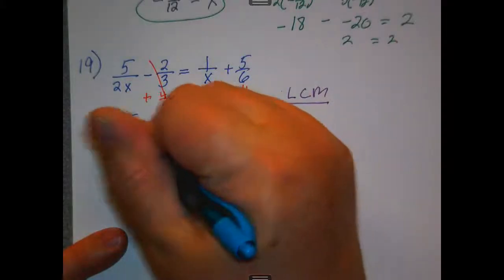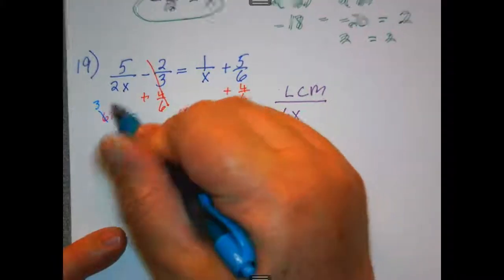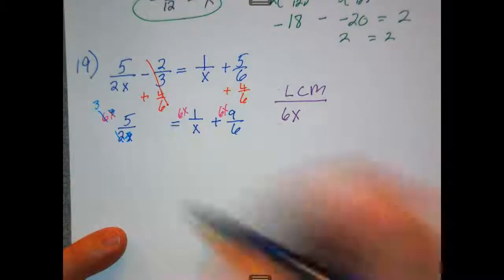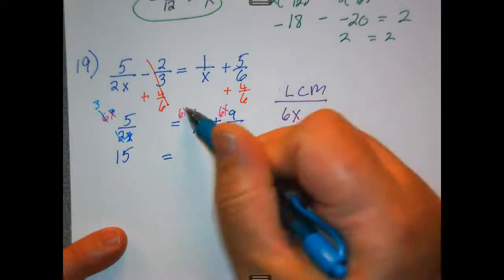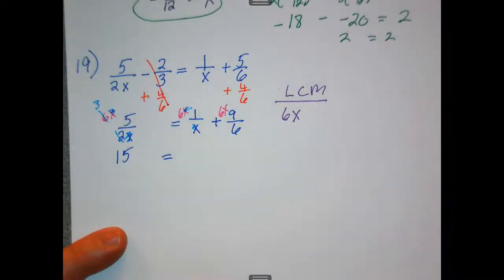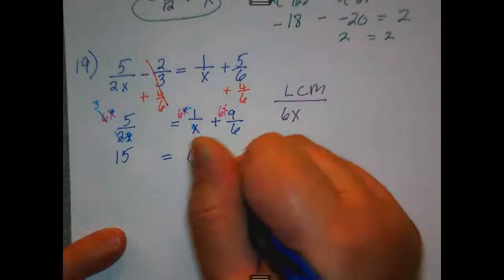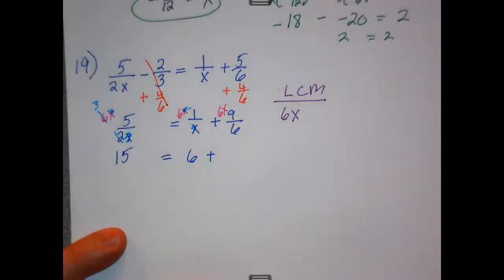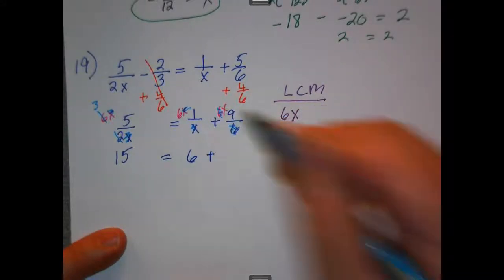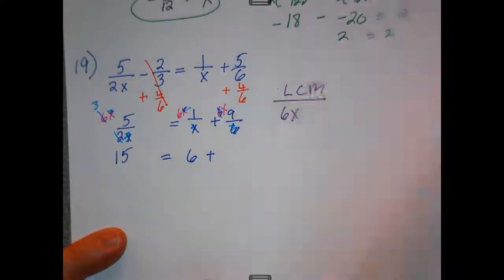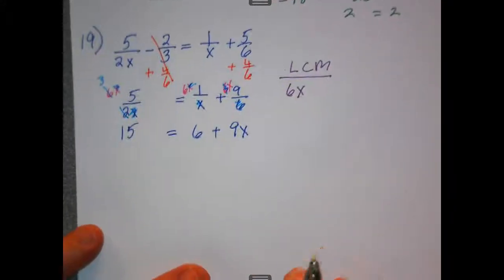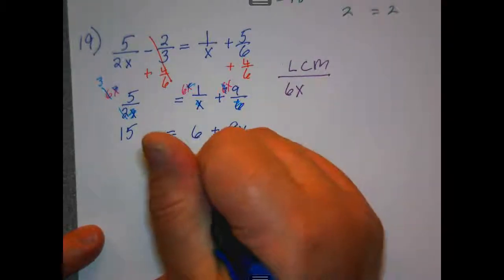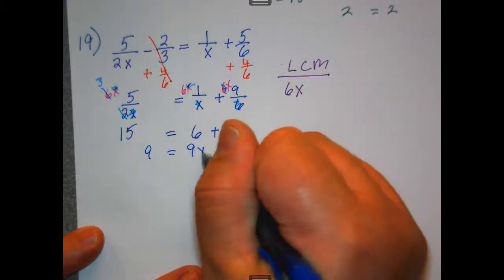Okay, 2 goes into 6 3 times. X's cancel. 3 times 5 is 15. Next one, my x's cancel. 6 times 1. That's right, folks. 6. This one, my 6's cancel. 9 times x is, that's right, 9x. Subtract 6 from both sides. 9 equals 9x. What does x equal?